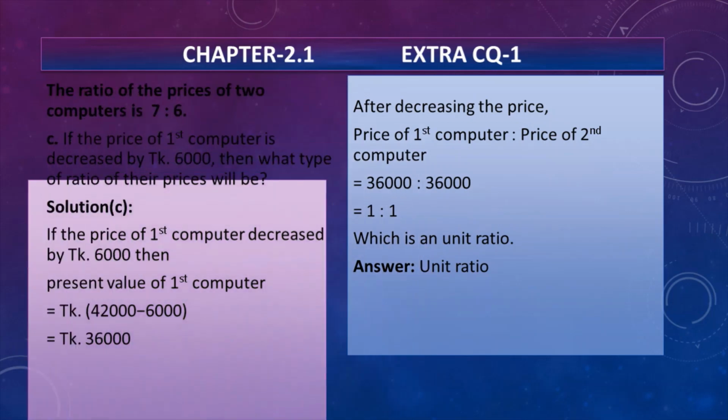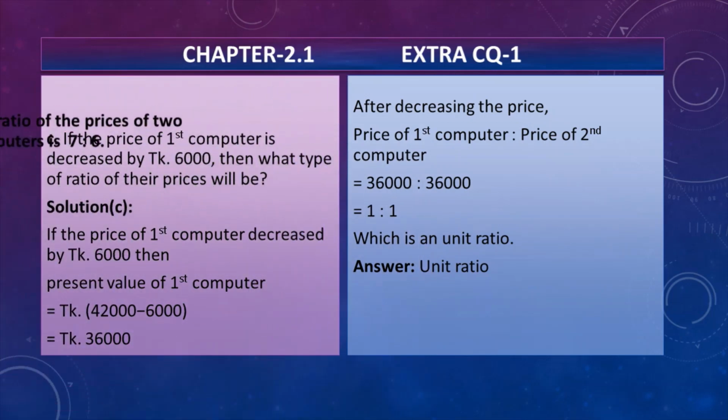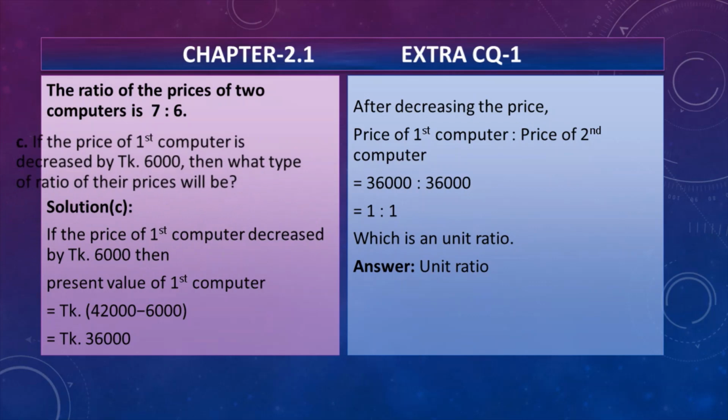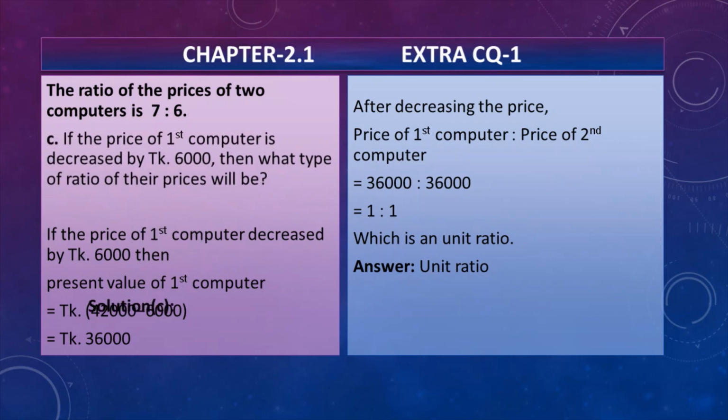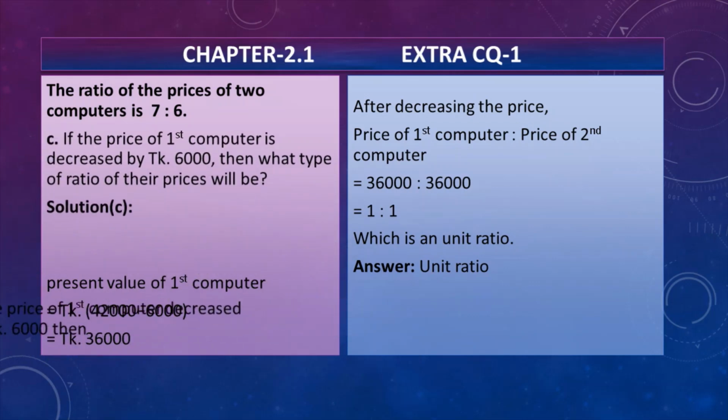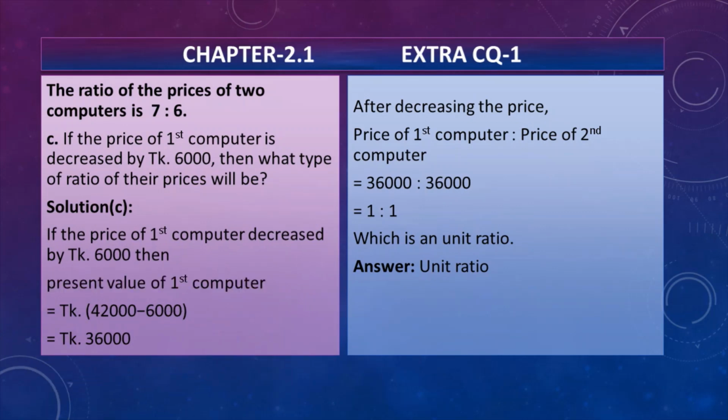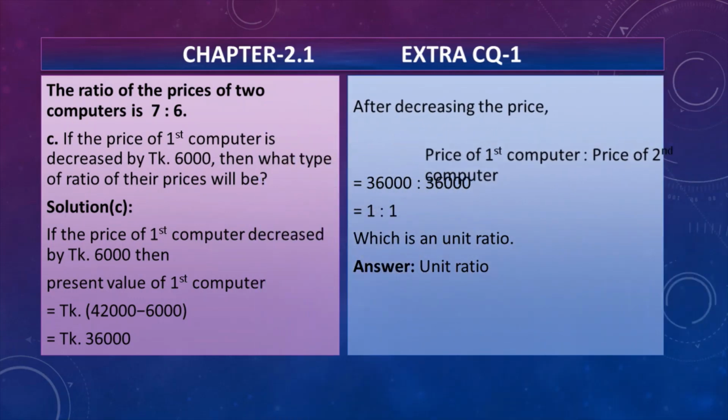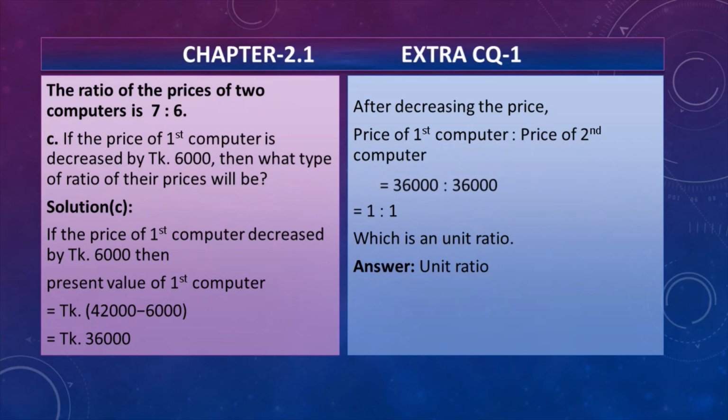So let us see again. This is the stem, my dear students, and the question, after decreasing the price of the first computer, what type of ratio of their prices will be? And we get the present value of first computer is taka 36,000, that is same as the price of second computer. And after decreasing the price, we get the ratio 36,000 is to 36,000, which is the same antecedent and the subsequent. So that is a unit ratio, that is the desired answer.